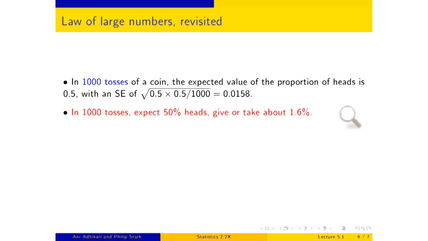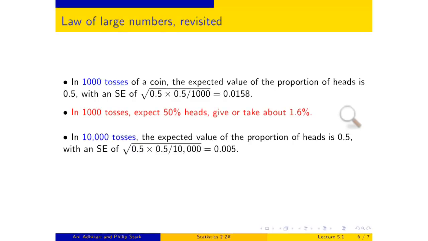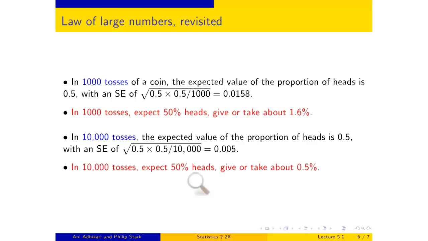Alright, so that's for 1,000. What happens if you take 10,000? Play the same game again, and now you have a much smaller standard error for the proportion. For 10,000 tosses, you're saying you expect the same 50% heads, but now your margin of error is 0.5%, not 1.5%. And that's exactly what the law of averages was saying.